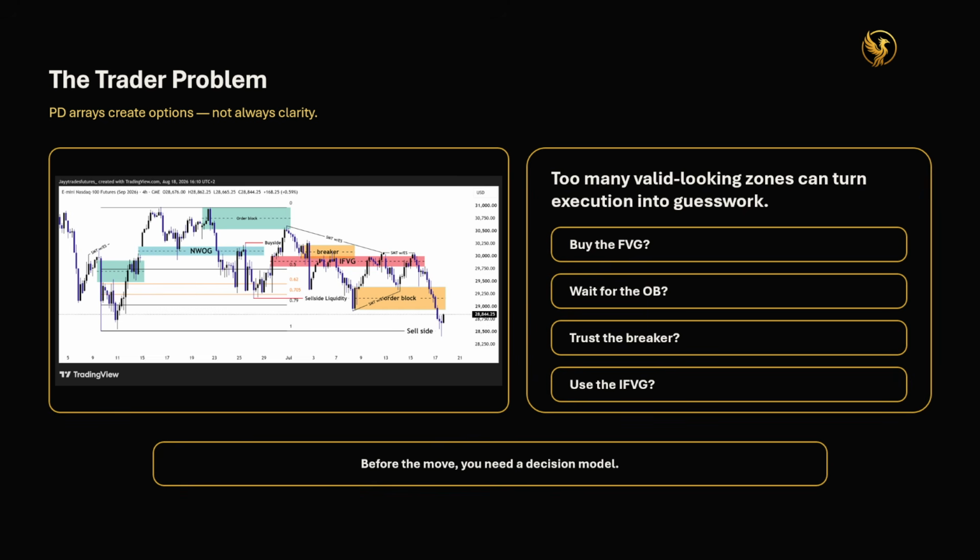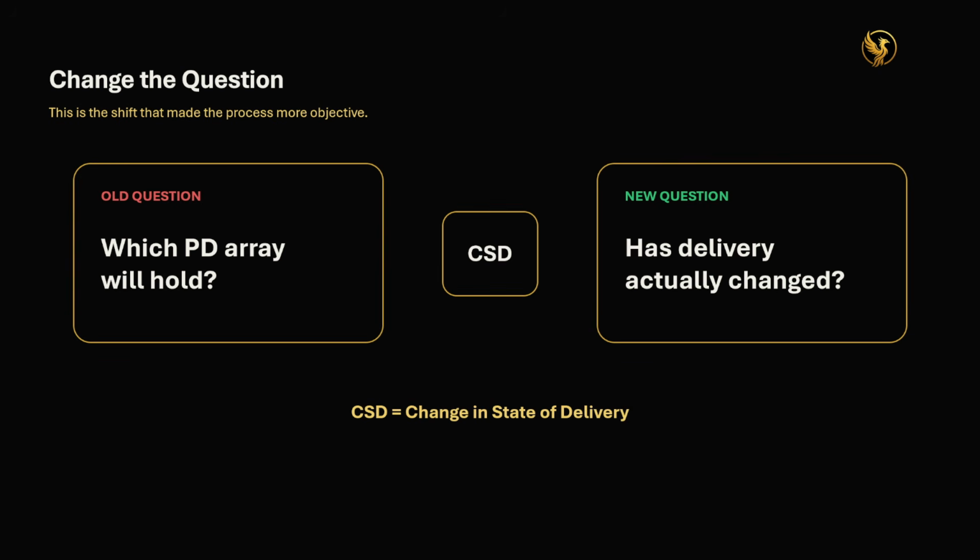The chart may contain several valid locations, but does that mean every location deserves a trade? This is where execution can quietly turn into guesswork. Traders often look at the results afterward and say, I should have used this PD array instead, right? But before the move even happens, we need a repeatable decision model, not hindsight. The solution begins by changing the question. The old question is, which PD array will hold? The new question, or the better question, I should say, is has delivery actually changed? That shift is extremely important. Instead of demanding that location predict the move, we have to allow price to provide that evidence that the move may have already begun, right?